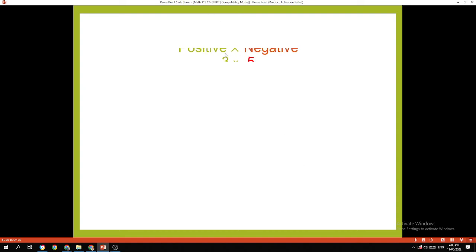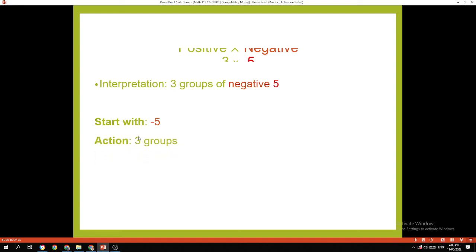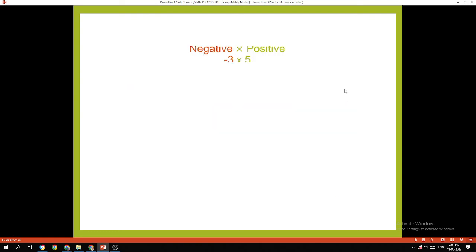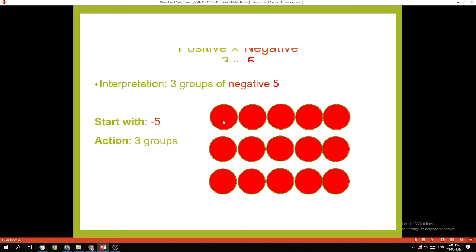If I have positive times negative, take note, this is 3 times negative 5. Interpretation: 3 groups of negative 5. So start with negative 5. Then the action is 3 groups. So negative 5, you add a second group, a third group. This is negative 5 in three groups. So my answer is negative 15, because the counters are red.